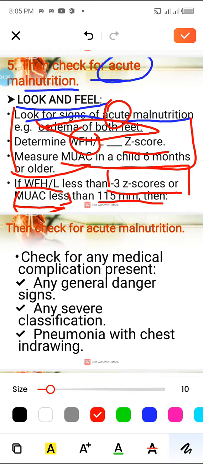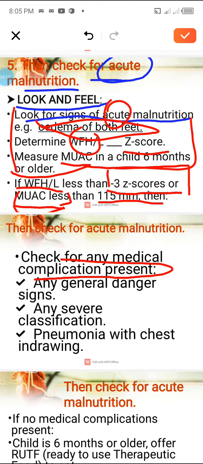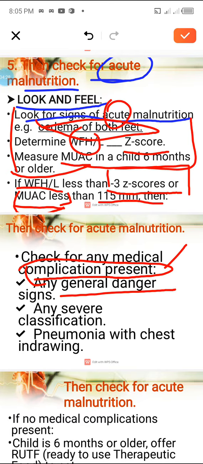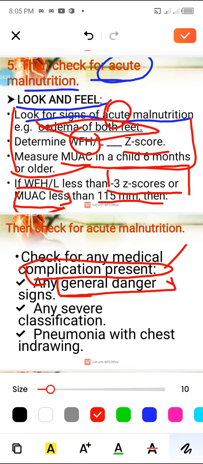Then other things that we do: you check for any medical complication. Any medical complication can be pneumonia or any other infection the child might have. Then what about the general danger signs? You have to look out if the child has any general danger sign. As you know, the general danger signs: convulsions now, or convulsions under this current illness, or unconsciousness, lethargy. Those are the general danger signs. We have about 5 which we split. Check the first topic that we did.